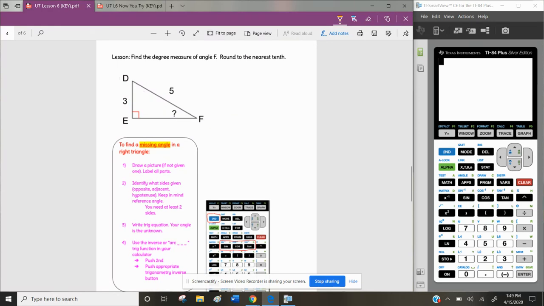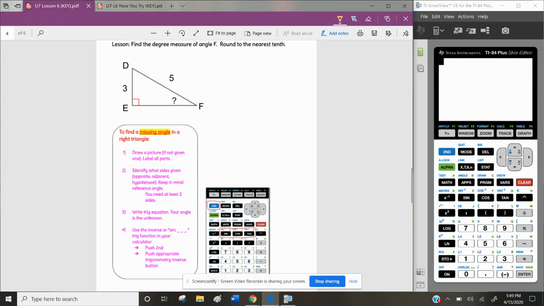So let's go back to that example here. We want to find the measure of angle F, and we want to round to the nearest tenth. Let's look at what sides we are given. We have the opposite. We have the hypotenuse. If we think about our TOA acronym here, I have O and H, which means sine. So the sine of angle F would be the opposite over the hypotenuse.